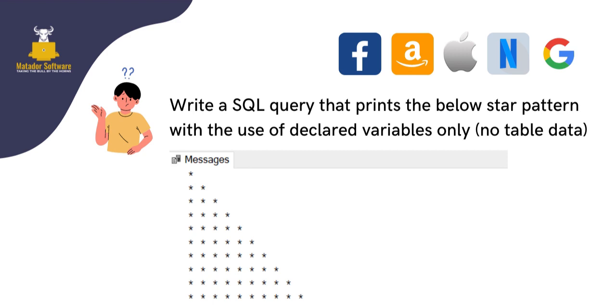So it's quite an unusual question, but it forces you to nail some basic concepts. So write a SQL query that prints a below star pattern with the use of declared variables only. So we can't use table data where we might just be able to use a system function.